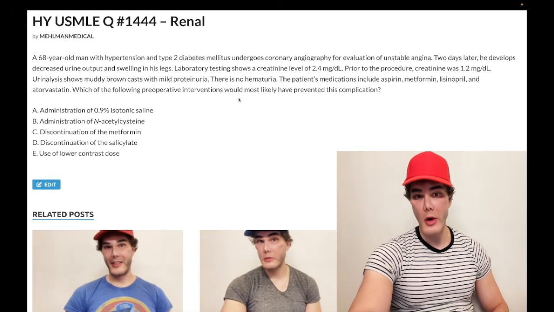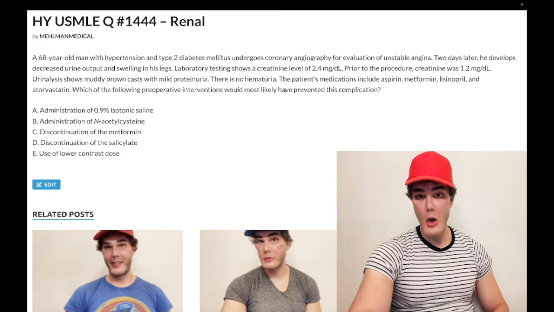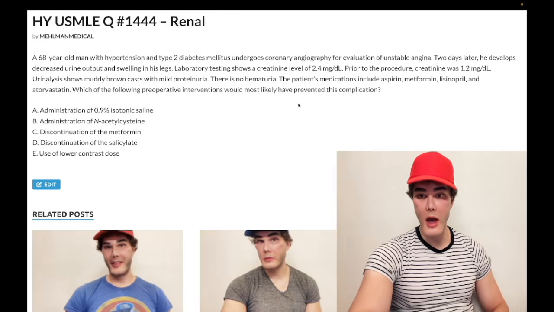He has mild proteinuria, and that could be from the ATN, but it's probably just from the background of diabetes mellitus, which causes nephrotic syndrome, but mild proteinuria, so he's not at overt nephrotic syndrome yet. No hematuria. The patient's medications include aspirin, metformin, lisinopril, atorvastatin. Which of the following preoperative interventions would most likely have prevented this complication? Choice A, administration of 0.9% isotonic saline.